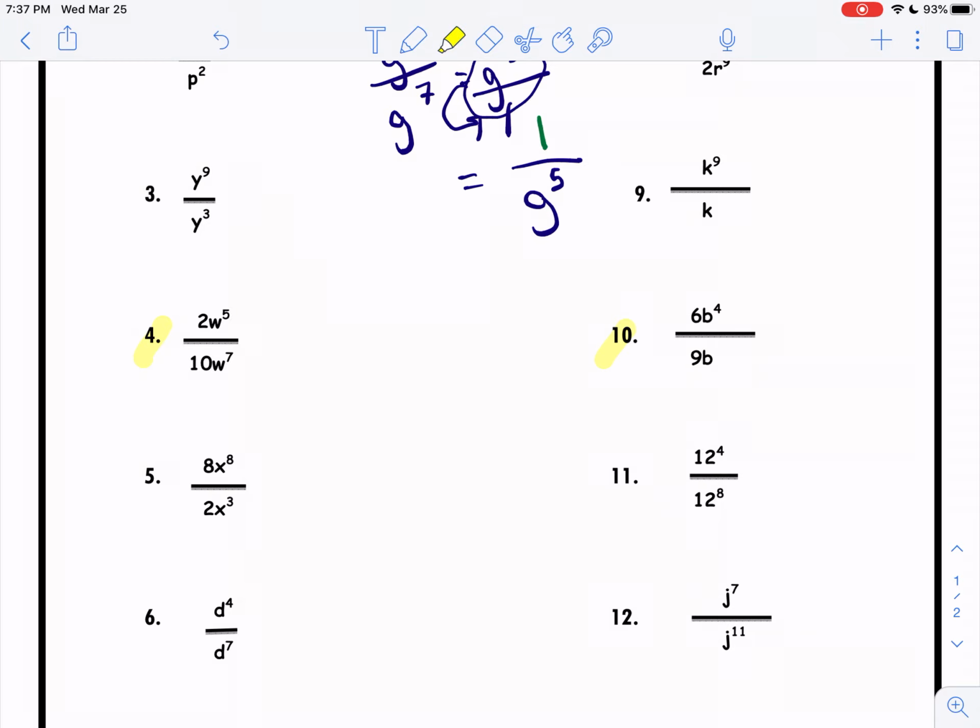I'm going to highlight them. So we see this 2/10, and then we also have this w to the 5th over w to the 7th. So we're going to go at them in different ways. I'm going to use orange instead of yellow, which is hard to read. So if we split this up and think, well, what's 2 over 10? It's just a fraction, guys. 2/10 is the same as 1/5.